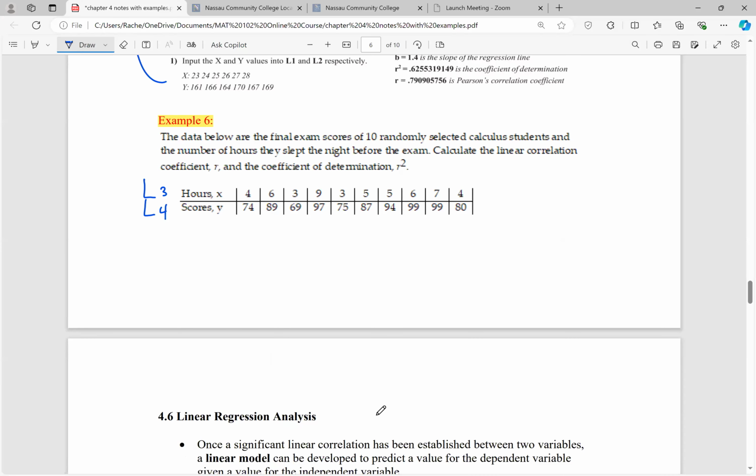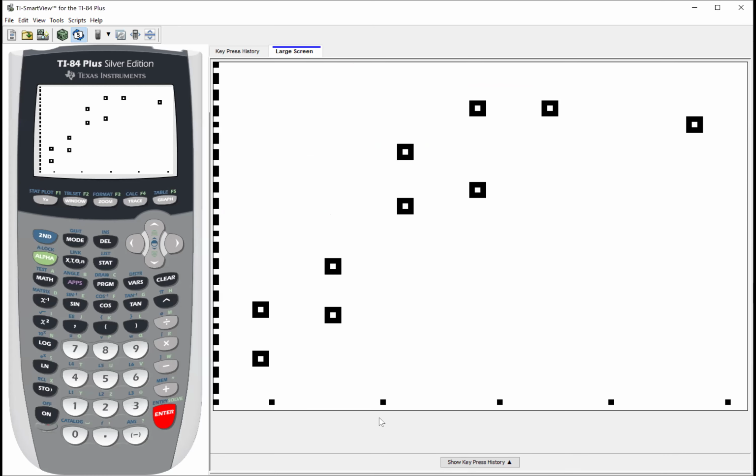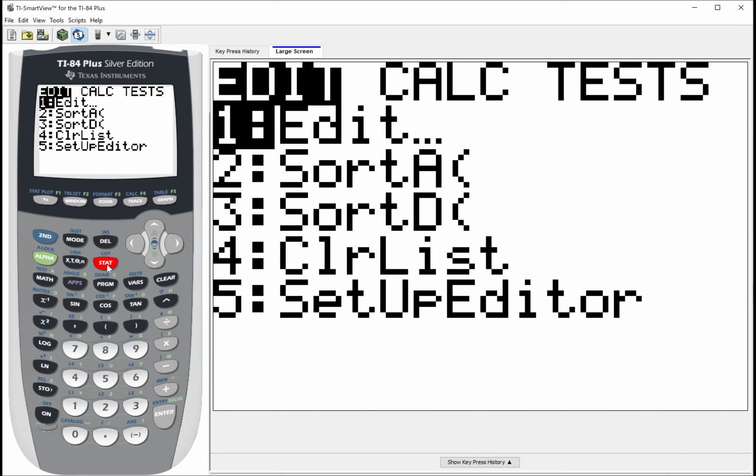So now what I want to do is let's calculate R, the correlation coefficient, and then R squared. So this is how we're going to do it. We already have our lists in the calculator, right? Because we used them to create the scatter plot. So the way we're going to calculate R is, go to stat, and then we're going to go over to calc.